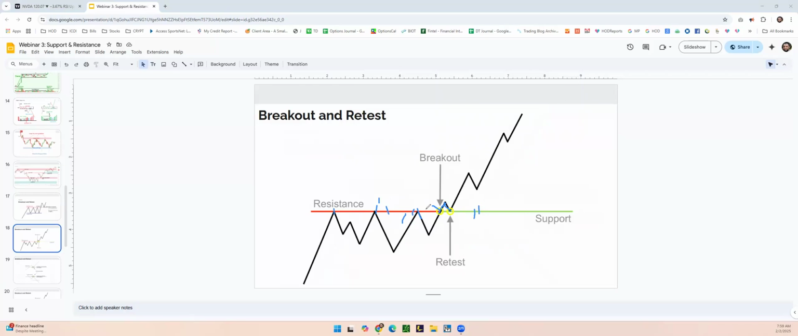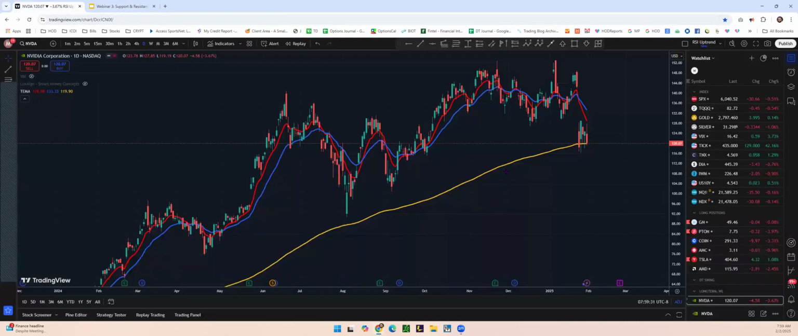So this is your ideal area to enter: when it breaks over this resistance area and retests it. That's where you want to get in and ride it up. And obviously you can add on these higher lows, right?